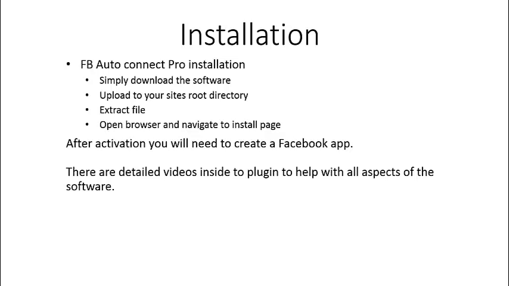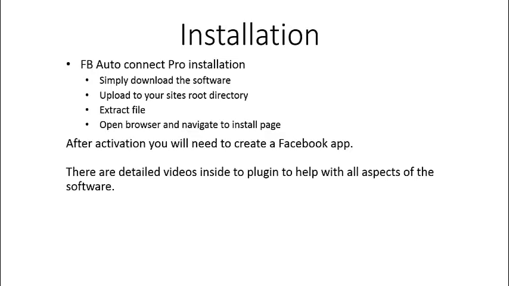Alright, so once you've extracted the file, you'll open the browser and navigate to the install page, which is all provided in the documentation. So that's the first part of the install. There are some very comprehensive and detailed videos inside the software once you have activated it and logged into the office. I'll show you that in a second. As part of your install process, they'll take you through the process of creating a Facebook app. It's very simple and very easy. You only have to do it once, and those two combined are the crux of how this thing works.